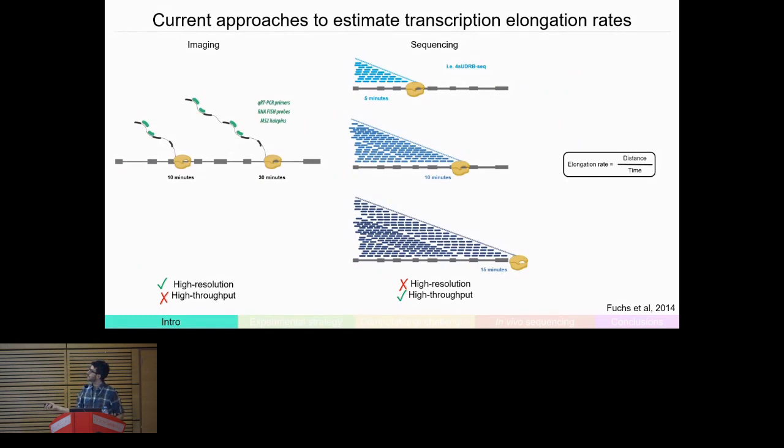And with sequencing, one of the things you can do is use a molecule, for example, 4SU, which is a uridine analog that gets incorporated into the newly synthesized RNA. And you can then enrich for the new RNAs and track the distance traveled by pol2. And this is, of course, because it's sequencing, high throughput, but not so high resolution as imaging was. So what we want to do is not compatible with these methods.